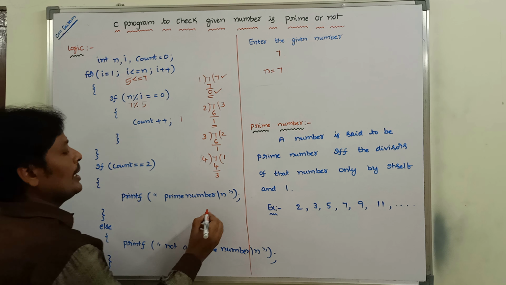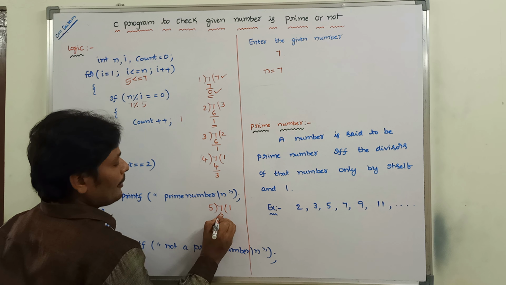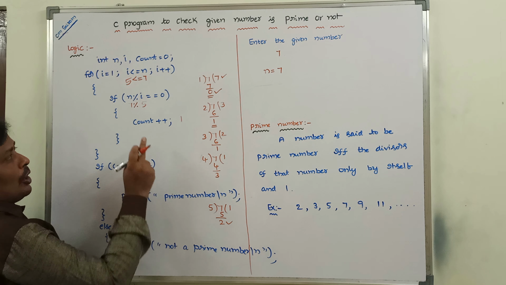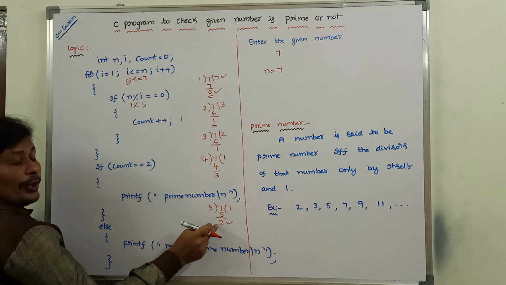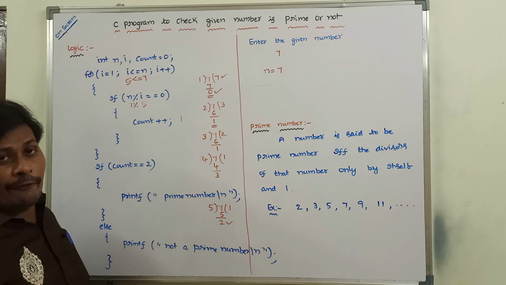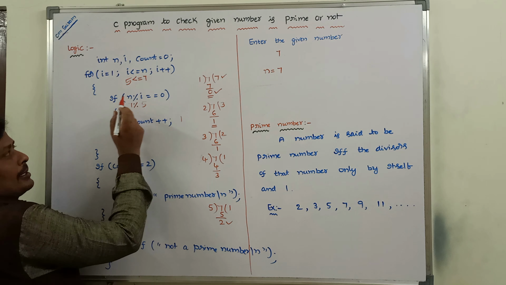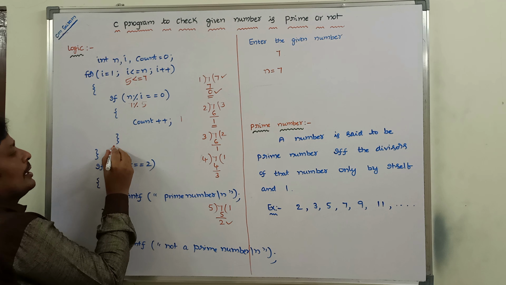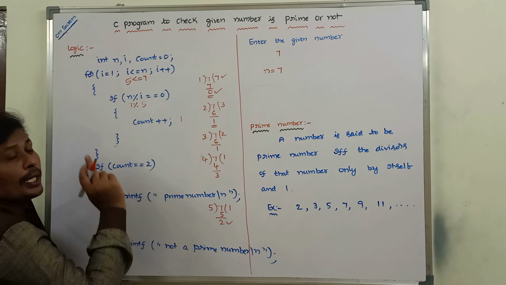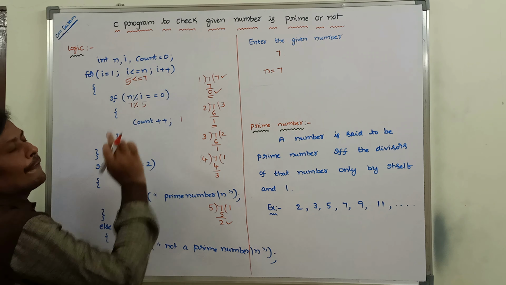We have to check. 7 is divided by 5. So 5 ones are 5. The remainder value we are getting is 2. So 7 modulus operator 5 equal to 2. But the condition is 7 modulus operator 5 equal to 0. The condition is false. If the condition is false, the control goes to the next statement after the if block. There are no statements there. Again, the control goes to the for loop.